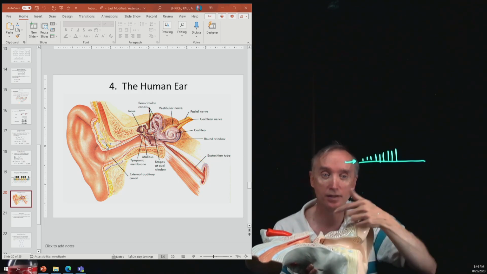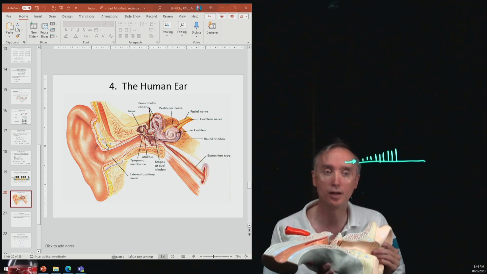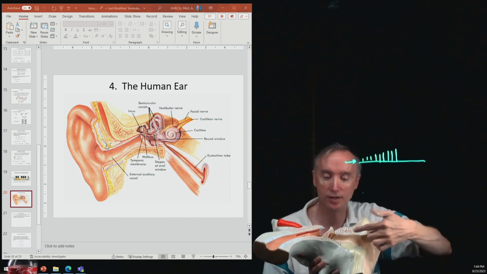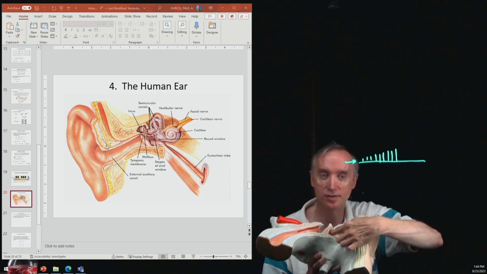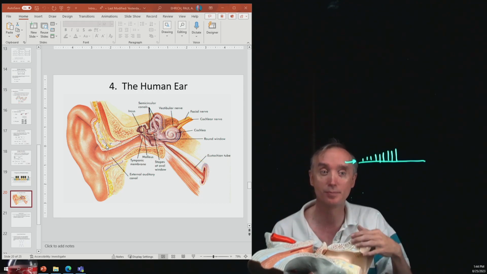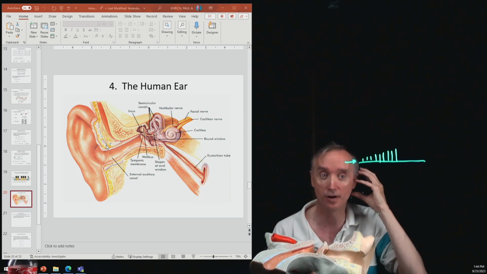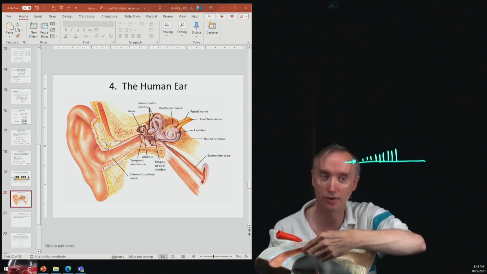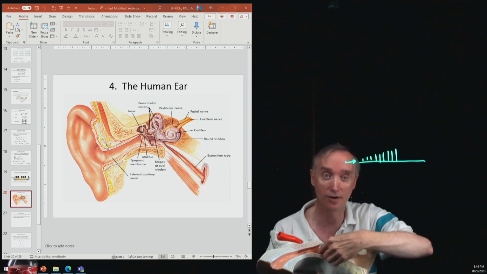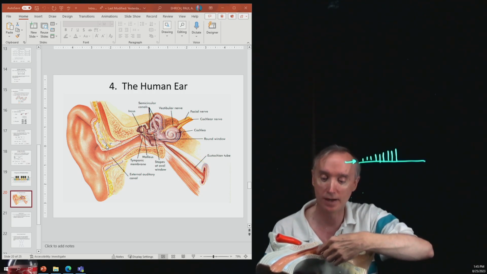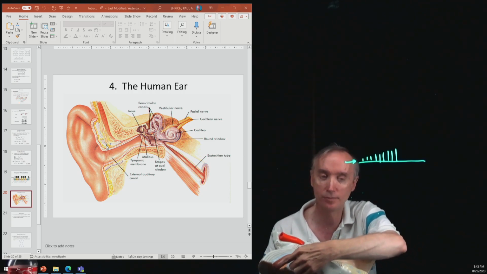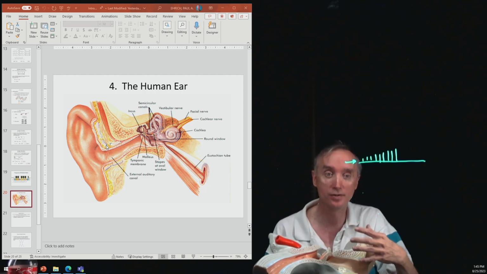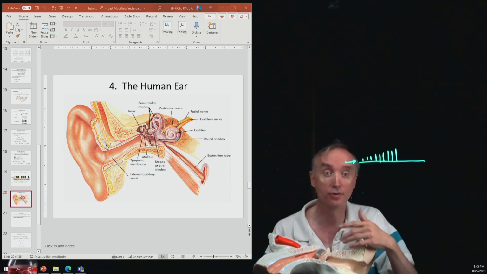eardrum. And so its job is to equalize pressure, so that if there is excess pressure on this side of the eardrum, that's bad. It's going to cause an earache. If there's excess pressure on this side over here, it's going to cause an earache. That's bad. So by having this tube, which empties into your mouth, you can equalize the pressure on your eardrum.